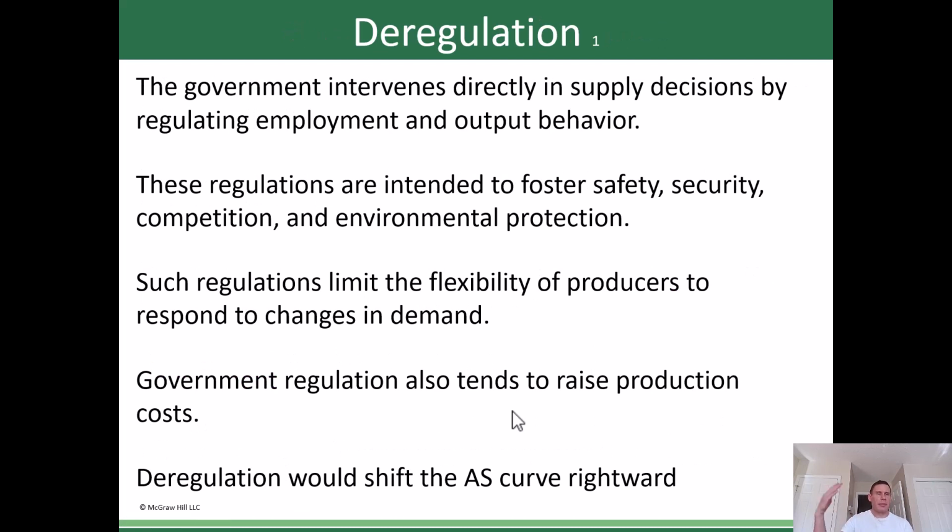So think about regulation. Government passes regulations to protect certain things, for example. But it may also deregulate to try to encourage more of a free-hand market, if you will. So deregulation. The government intervenes directly in supply decisions by regulating employment and output behavior. These regulations are intended to foster safety, security, competition, and environmental protection, just to name some examples. Such regulations limit the flexibility of producers to respond to changes in demand. And government regulation also tends to raise production costs because the government may require you to do more, for example. Deregulation would, of course, shift the aggregate supply curve to the right.